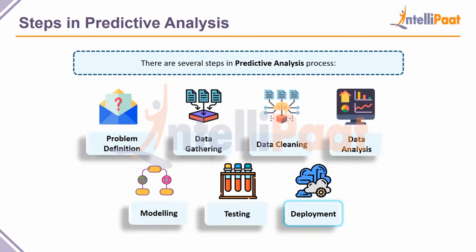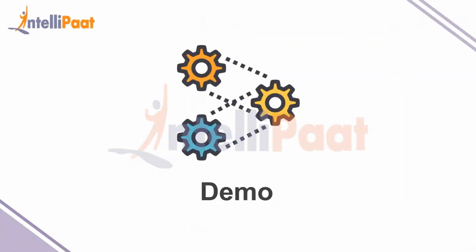And finally, once we have a model that is performing up to a satisfactory accuracy score, we deploy it. Deployment allows us to use our model in production in our applications or allow other developers to use our application. So now let's take a look at a demo.